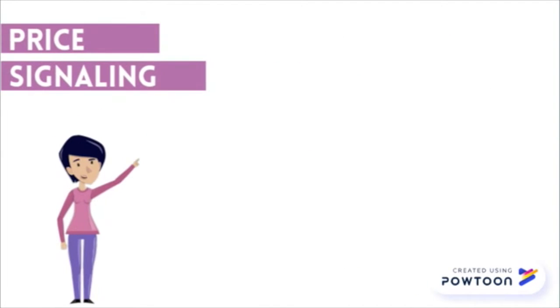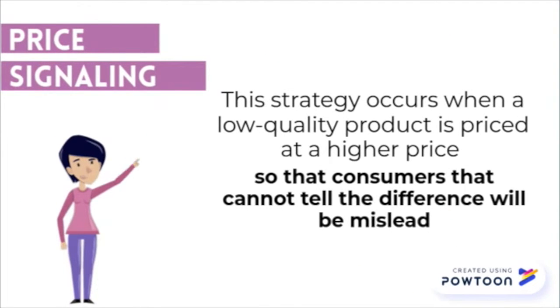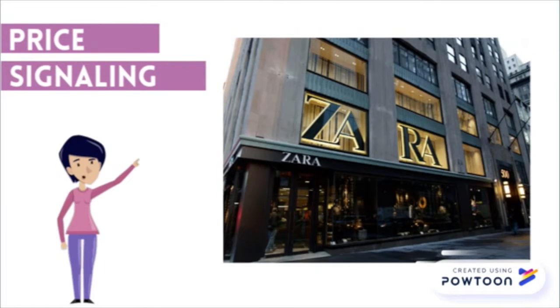We are talking about price signaling when a low-quality product is priced at a higher price, so that consumers that cannot tell the difference will be misled. This strategy was used by Zara in 2011, when their consumers in Beijing were paying for a certain expected quality, and, as tests proved, the clothes were of a lower quality.